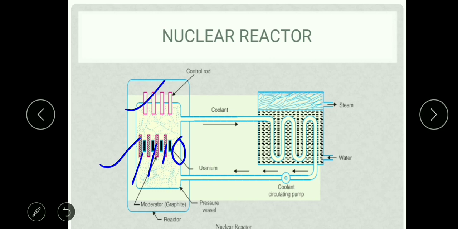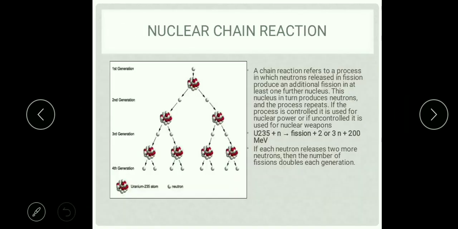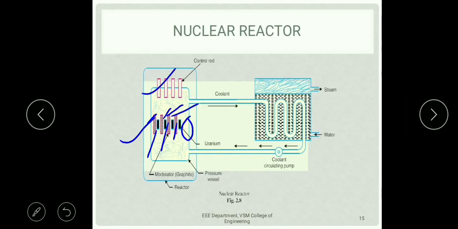which are of uranium material. And these red colored parts surrounding the nuclear fuel are called moderators.